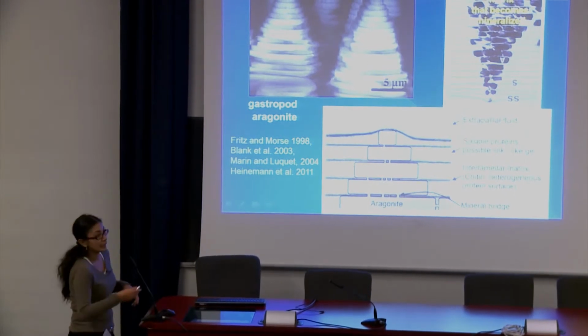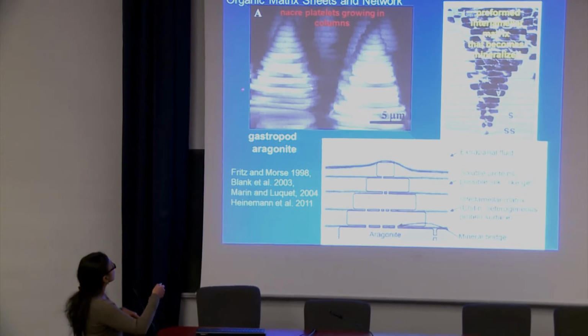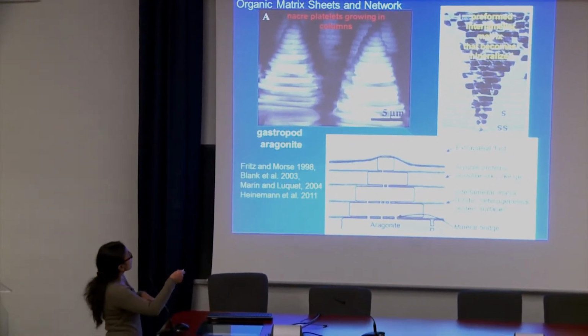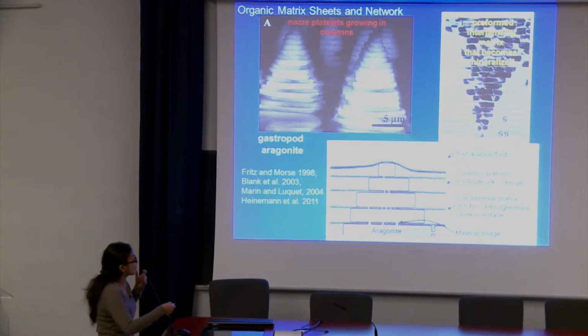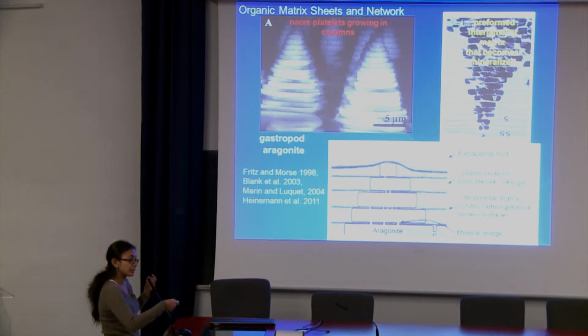So I will start with these microplatelets. Here, from the gastropod aragonite, you can see the aragonite platelet growing, and here the preformed interlamellar matrix that becomes mineralized. The most important thing is that you can see a mineral bridge between the aragonite platelets and the presence of this organic matrix.